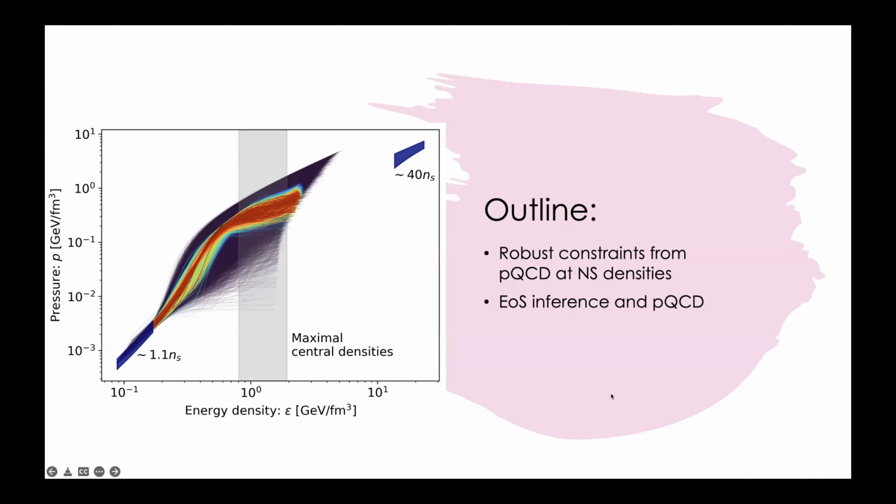So this is the outline of the rest of the talk. I will first talk about what non-negotiable robust statements we can make about the equation of state here at lower densities, at neutron-star densities, by using the calculations that are accurate here at 40 saturation densities. And after that, I will discuss how these statements that we can make can be used to help equation of state inference and tell us information about neutron stars themselves.